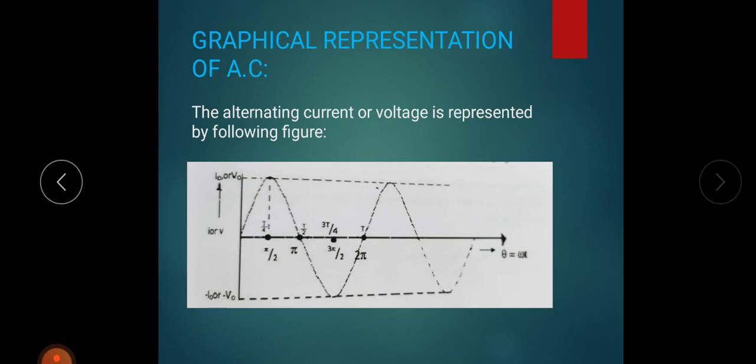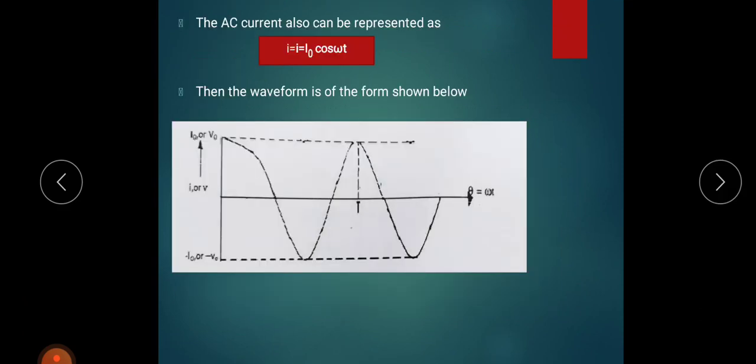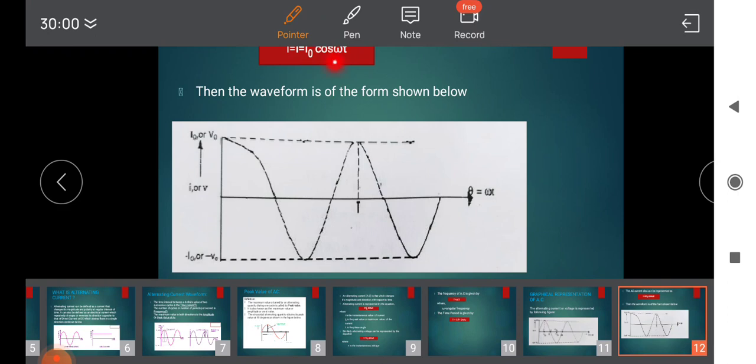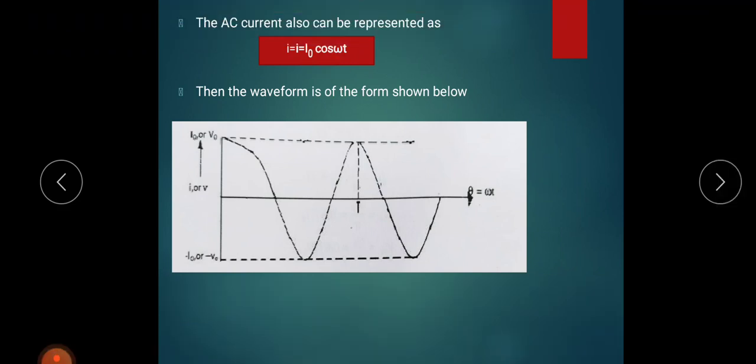Next, the alternating current can also be represented with the cos function, that is I is equal to I naught cos omega t. Then the waveform is of the form shown in the diagram below. Here also the instantaneous value of current or instantaneous value of voltage is taken along the y-axis, and the time is taken along the x-axis.